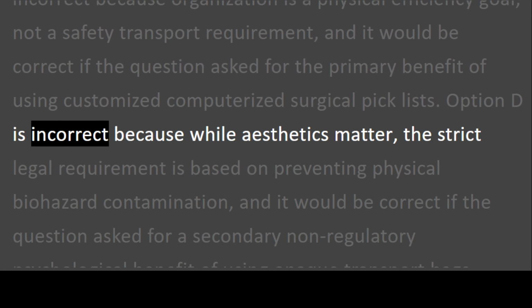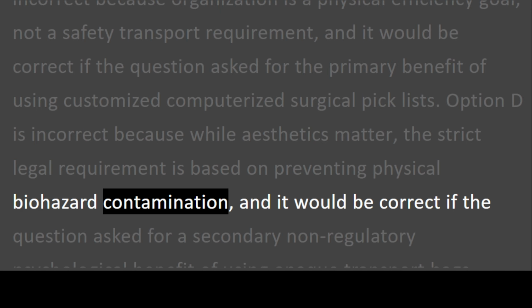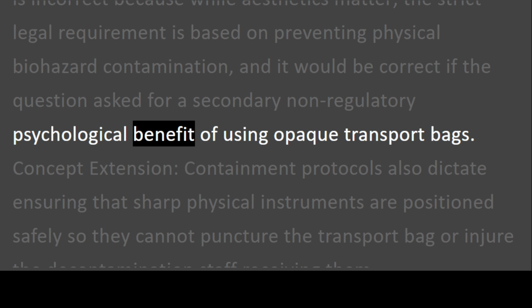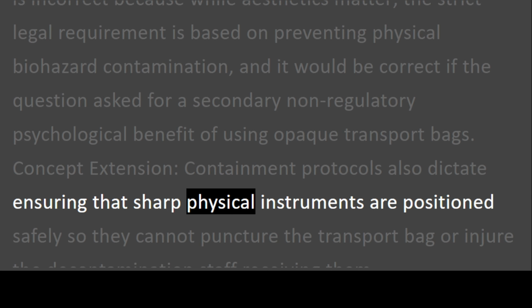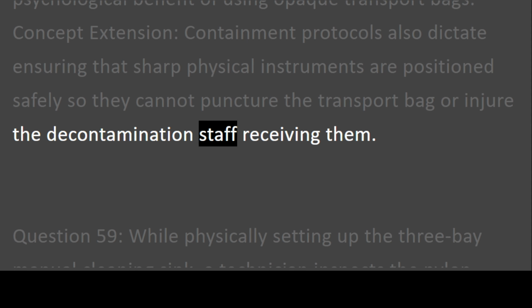Option D is incorrect because while aesthetics matter, the strict legal requirement is based on preventing physical biohazard contamination, and it would be correct if the question asked for a secondary non-regulatory psychological benefit of using opaque transport bags. Concept extension. Containment protocols also dictate ensuring that sharp physical instruments are positioned safely so they cannot puncture the transport bag or injure the decontamination staff receiving them.